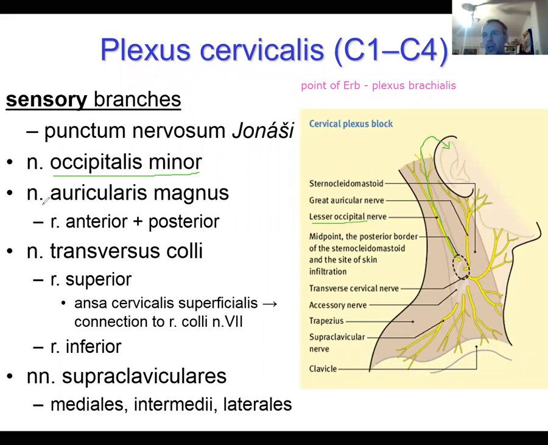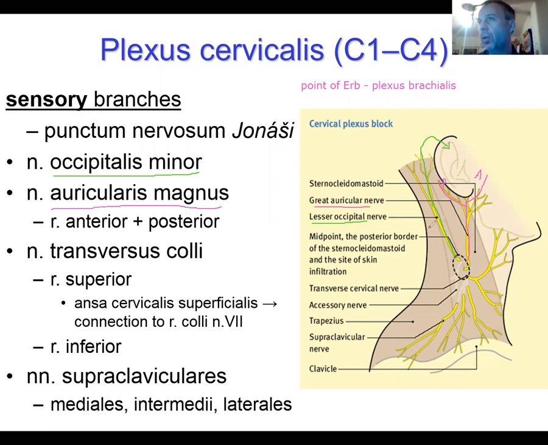Then we have the great auricular nerve. Great auricular means it's the largest of these nerves, and it comes to the auricle and then it bifurcates. It's like a fork, so the anterior branch supplies the lateral aspect and the posterior branch the medial aspect of the auricle and its inferior half. So then we have the anterior and the posterior branch here.